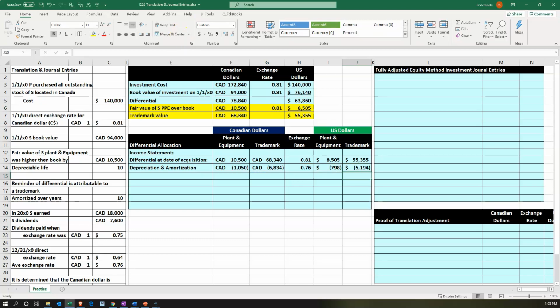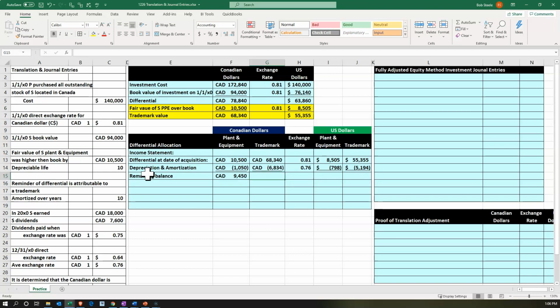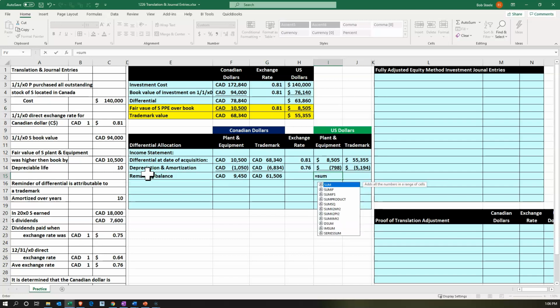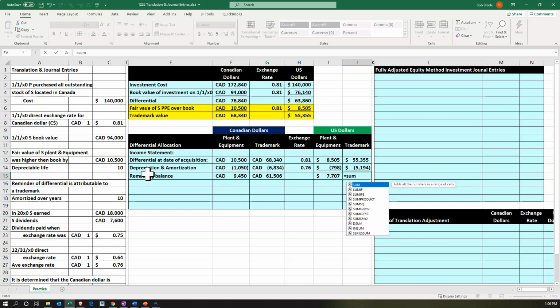So that will give us the remaining balance then on the balance sheet, which is going to be the sum of these two, remaining of the differential. The sum will subtract them because one's a negative number. So we're going to sum these up. And I'm just going to do them one by one so you could see it. I'm not going to sum up the rates, obviously. That doesn't make any sense. So we'll sum these up, which is going to subtract them here. And the same here as well.